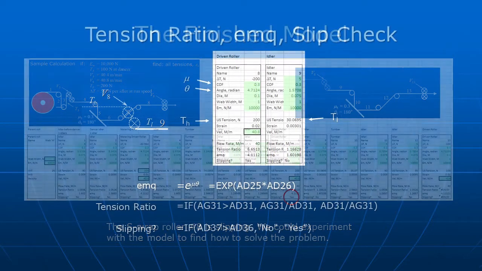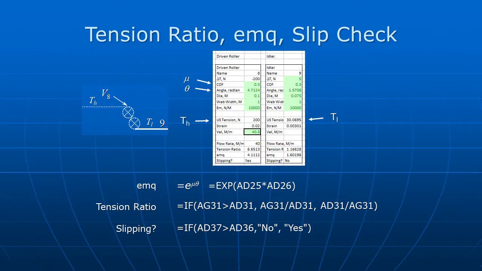We can change coefficient of friction. We can change wrap angle. We can adjust T9, the downstream tension, or we can adjust T8, the upstream tension. And you can explore and decide which of these you like.